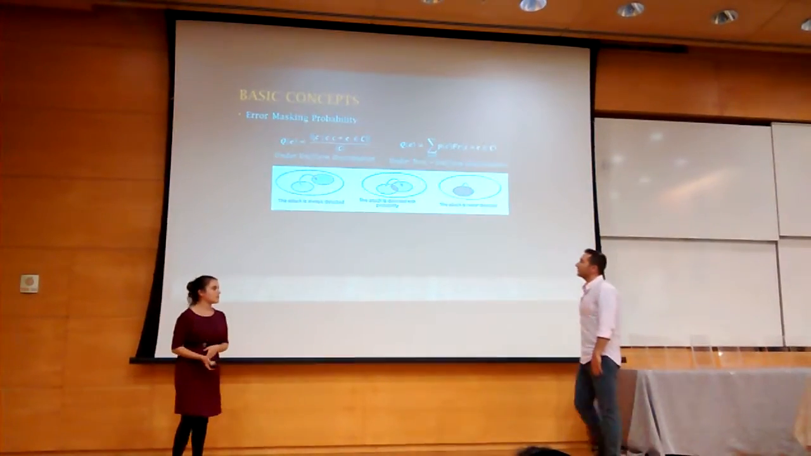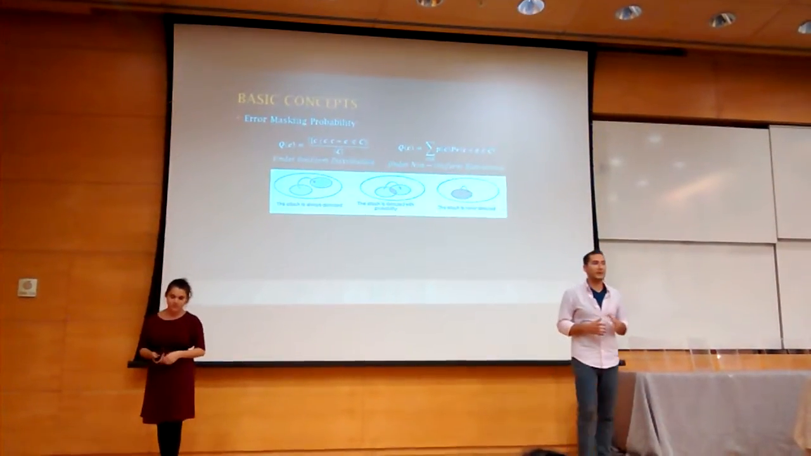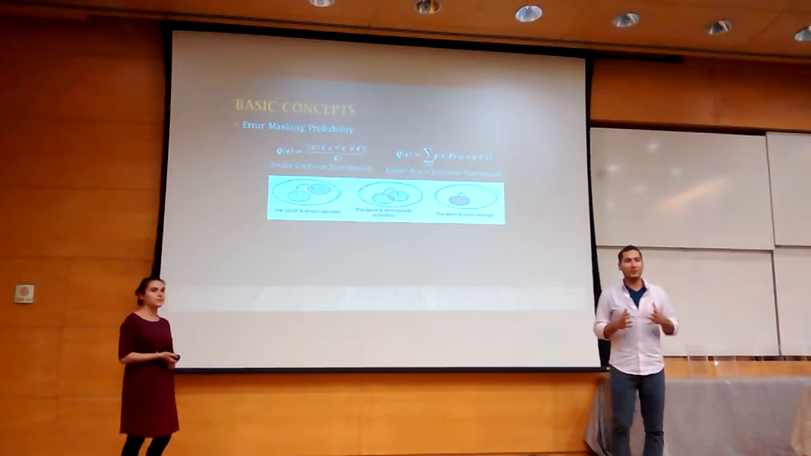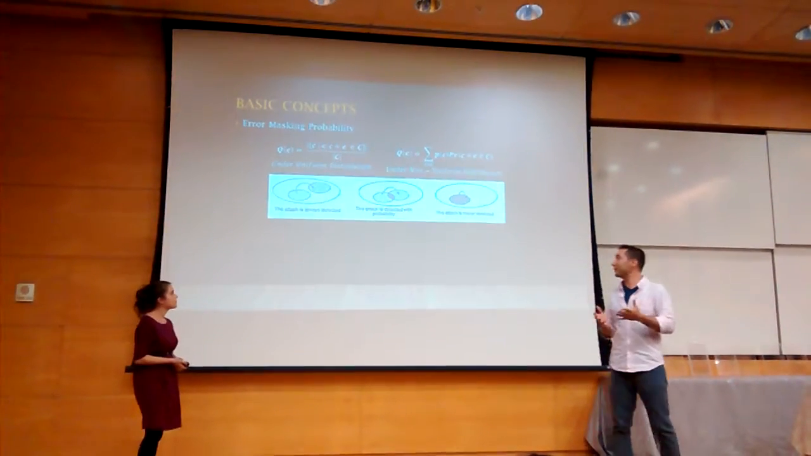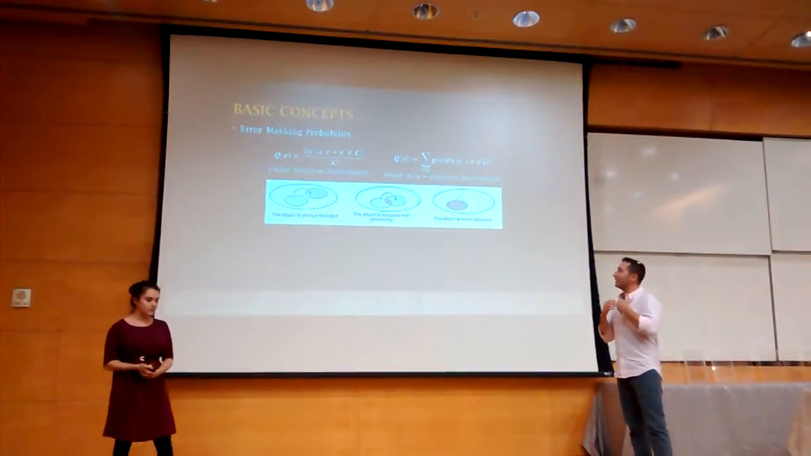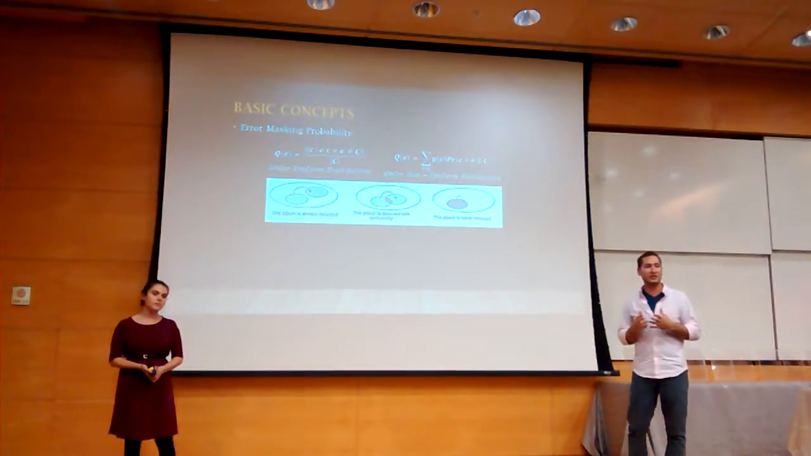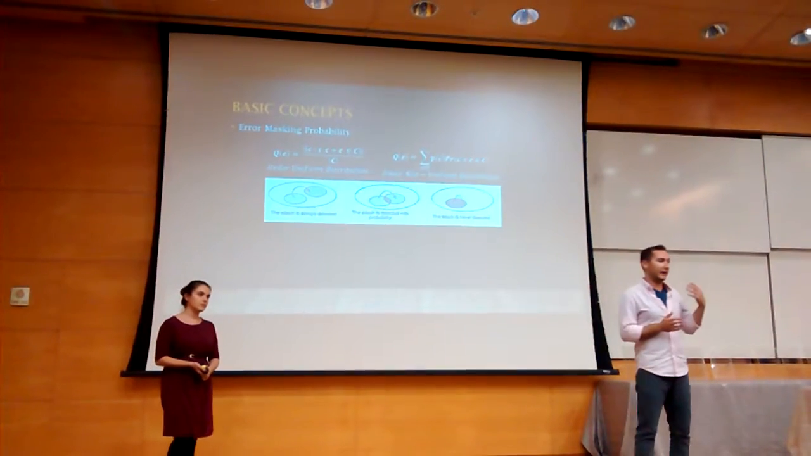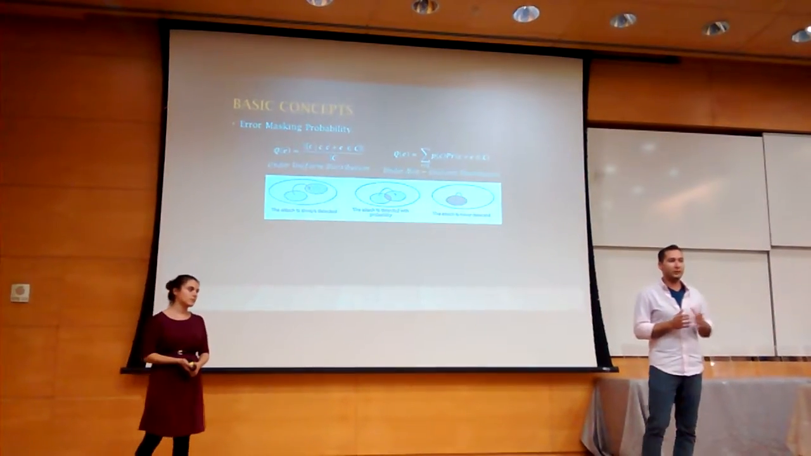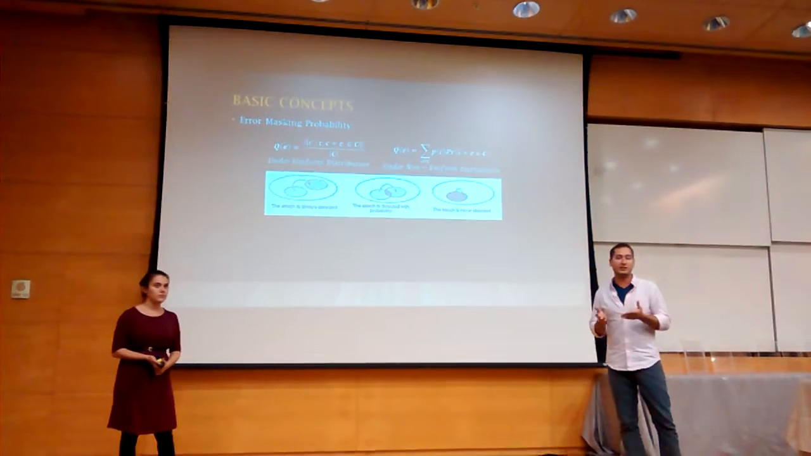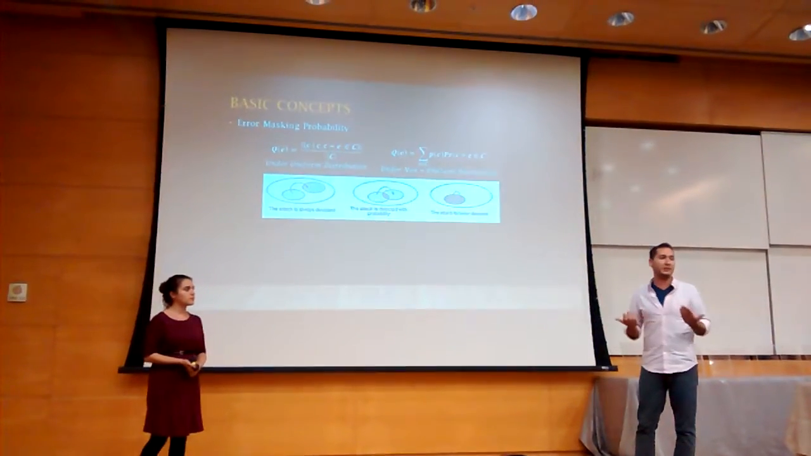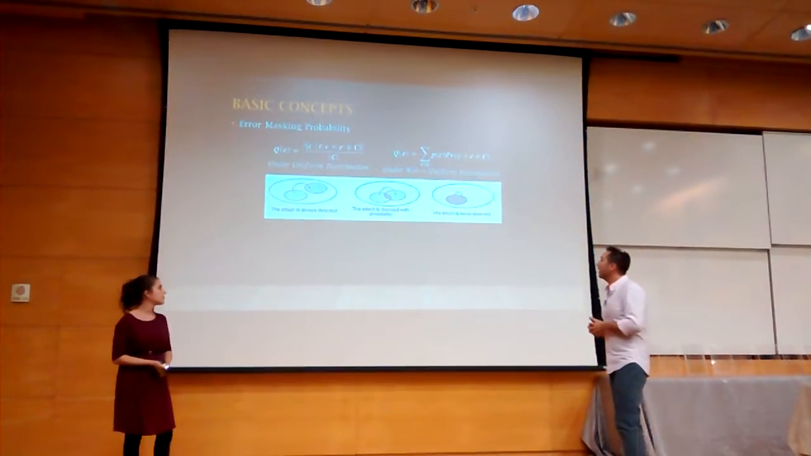So a few more basic concepts that we have to deal with. The first one is error masking probability, which is the probability of an error getting masked. And what does that mean? It means that for any given error, it is the probability that the combination of that error and the actual transmitted code word will result in another valid code word, in which case the receiver won't be able to tell that there was any error.